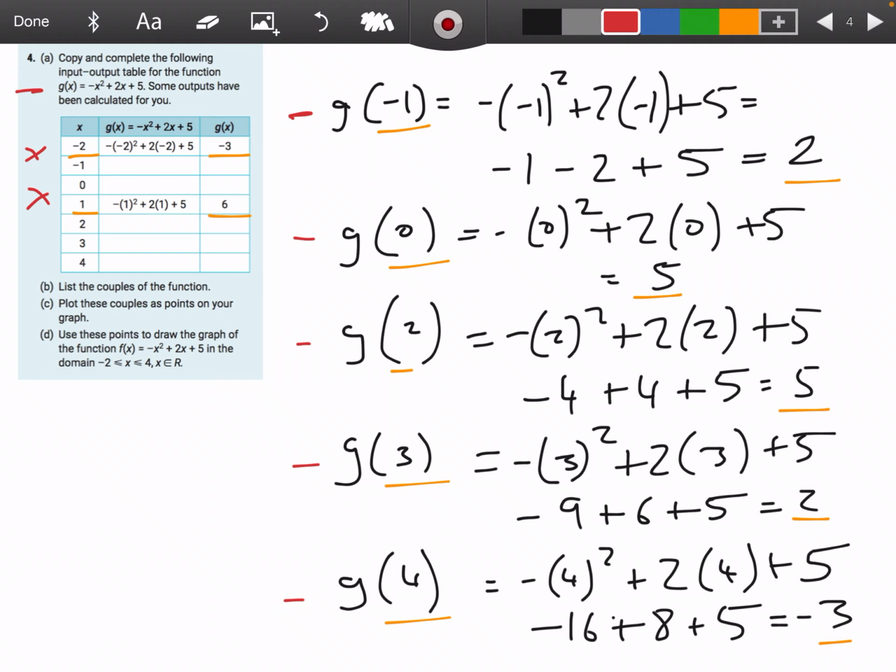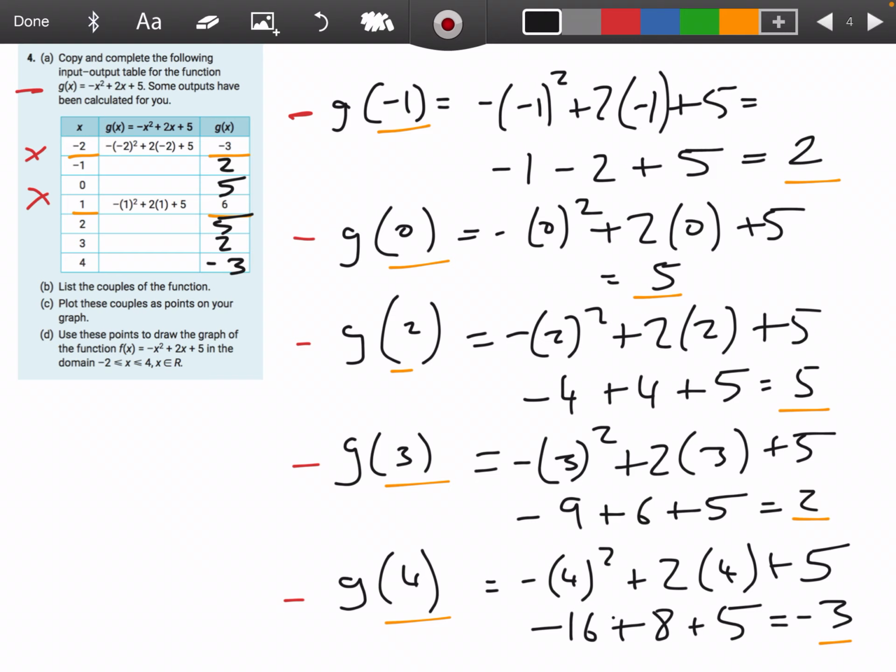We have our points to go in here, and let's see, sorry, that's going to be 2, that's going to be 5. Sorry, I'm looking at the wrong ones. 2, 5, 5, yeah, sorry, my mistake. 2 and -3.